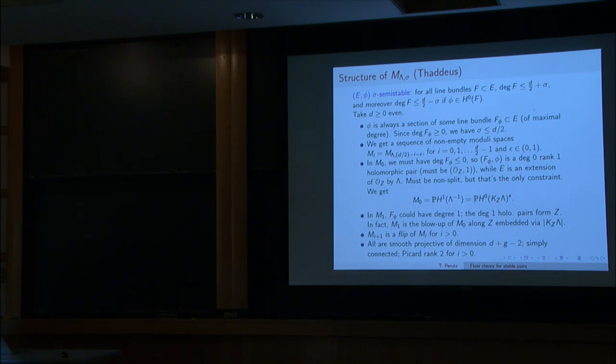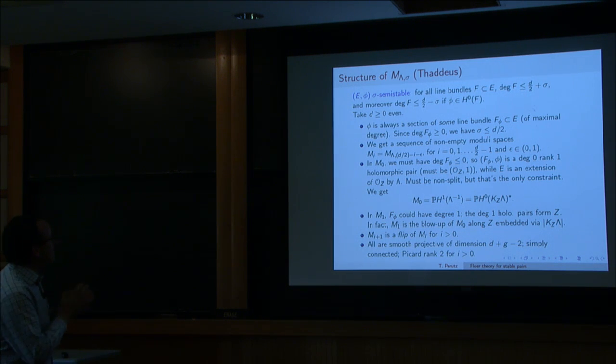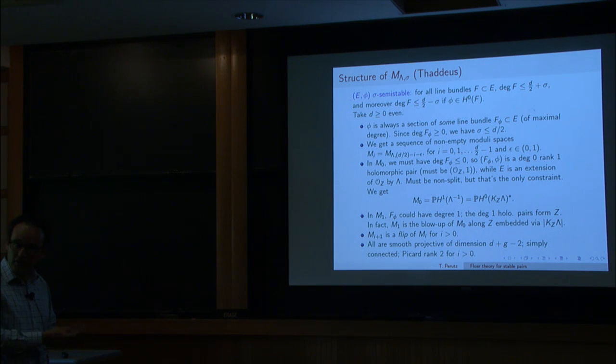Okay, so let me talk a little bit about what these spaces M lambda sigma look like. So this is Thaddeus's story. I've repeated the rank 2 bundle E. To say that (E, phi) is sigma semi-stable means that for every line bundle F contained in E, its degree is at most half of D plus sigma, but there's a sharper condition that the degree is at most half of D minus sigma if it happens that phi is actually a section of your line subbundle.